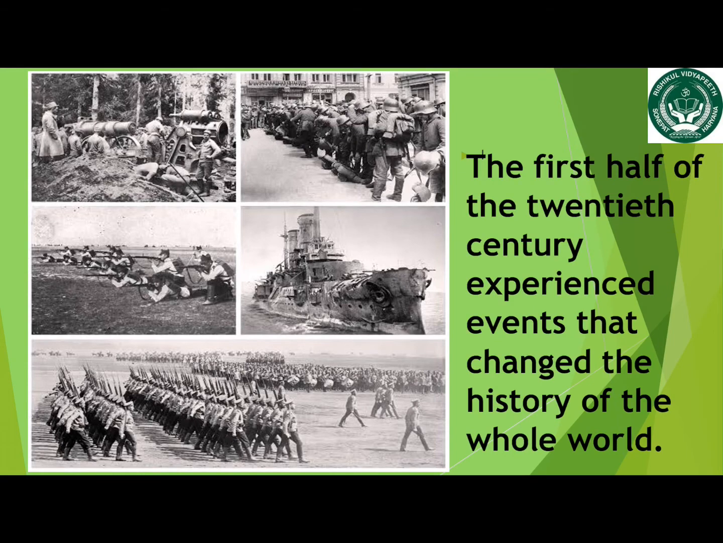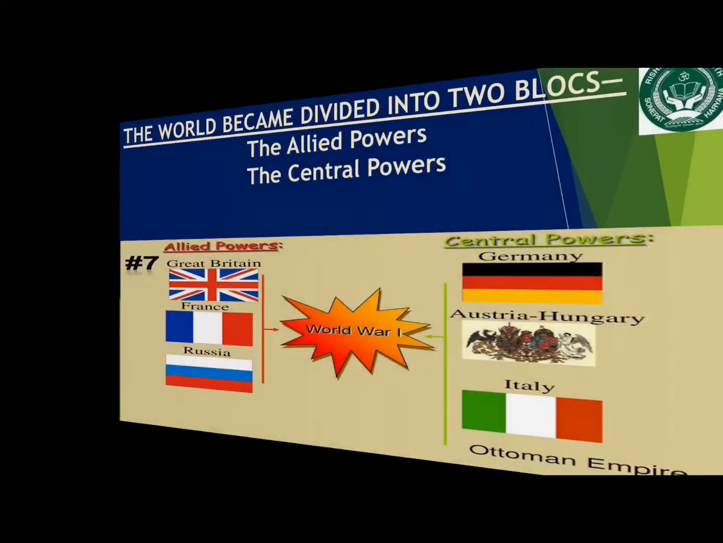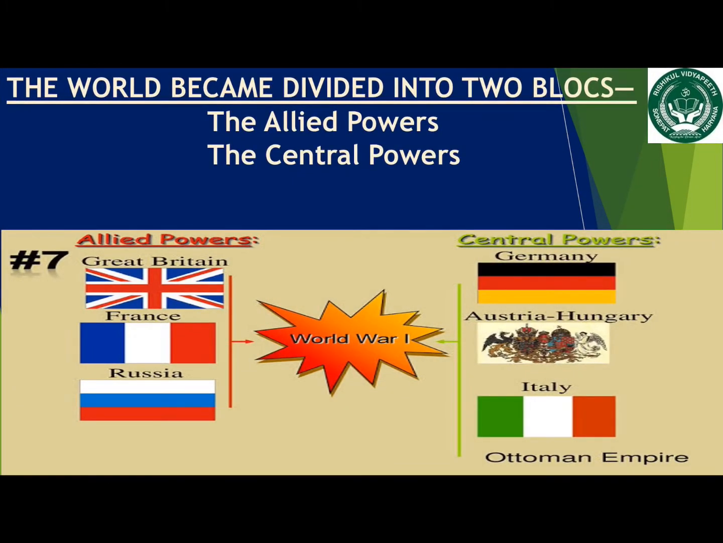In this module, you will learn about the First World War, how it started, how it was fought, and how it ended. So, the First World War is also called the Great War. This war lasted from 28 July 1914 to 11 November 1918. The war involved many countries across the world. The world became divided into two blocks, the Allied powers and the Central powers.